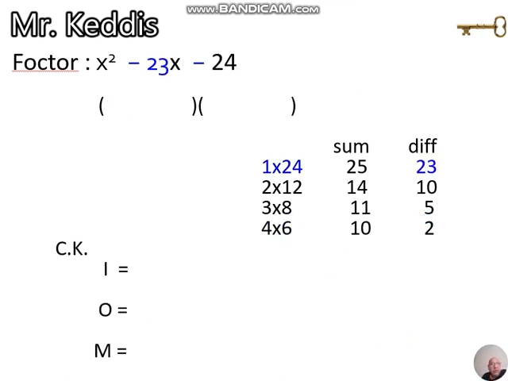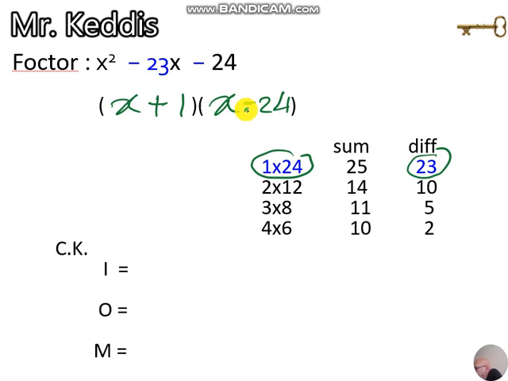The next one. Here x and x. Because the sign here is negative, I look under the difference. Where under the difference do I get 23? Here is 23, which is 1 and 24. Because the sign is negative, the signs must be different: one is positive, one is negative.